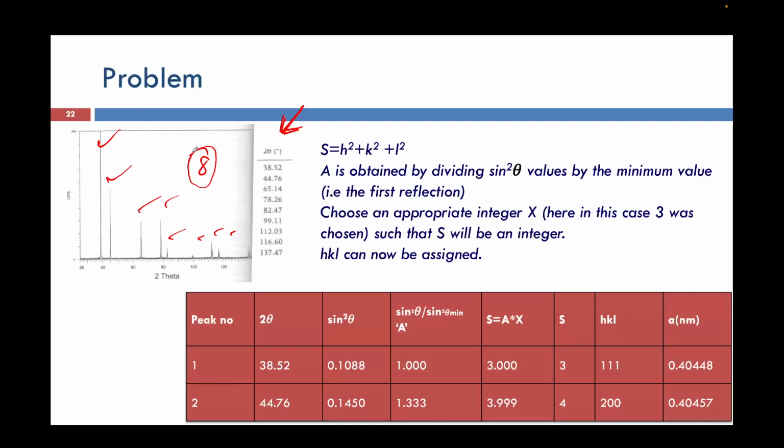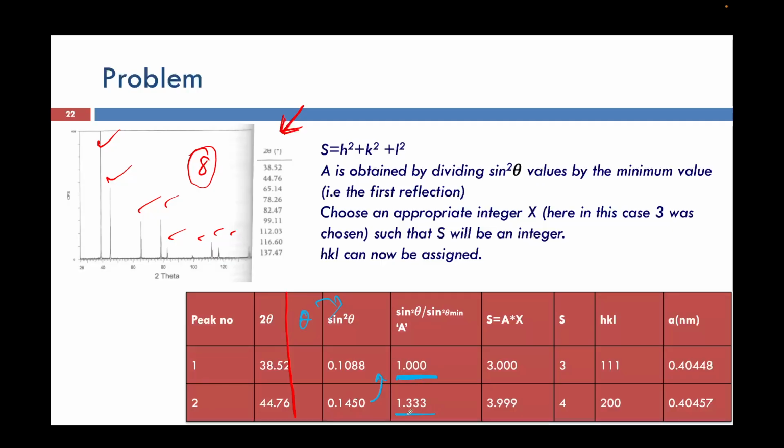I have done it for two angular positions; you can subsequently do the rest. So what will you do? Always make a table writing everything down, starting with 2 theta. After 2 theta, you calculate theta, then sine theta, and from that sine square theta. Then you divide sine square theta by sine square theta minimum. When you do this, you will get values like 1, then 1.33.